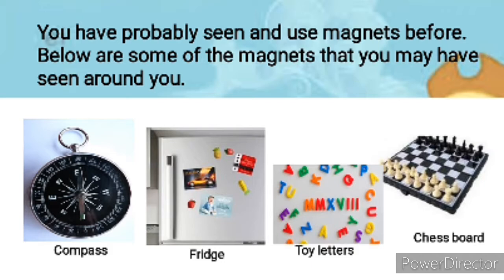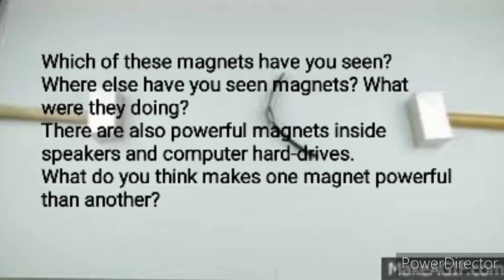Okay, we have magnets in a compass, we have magnets in the fridge, we have magnets in your toys, and then we have magnets in your chalkboard. Is it not? Yes. Which of these magnets have you seen before? Where else have you seen magnets? What were they doing? Okay, there are also powerful magnets inside speakers and computer drives. Alright, what do you think makes one magnet more powerful than the other?